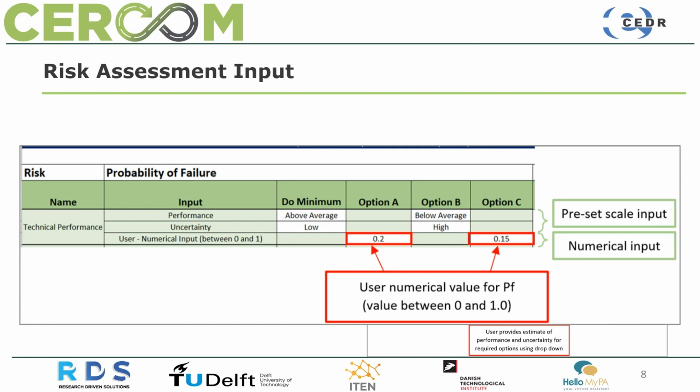Alternatively, the user can perform analysis using decision trees or probabilistic models, for example, to determine a numerical value for the probability of failure, and this can be entered into the cell indicated. The consequences of failure, expressed as a cost, must also be entered for each scheme option.